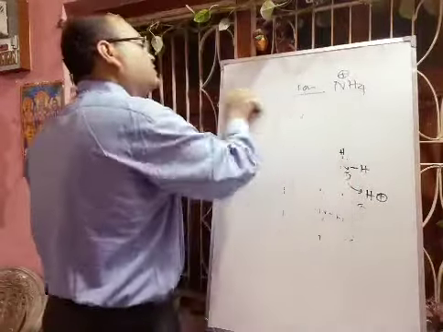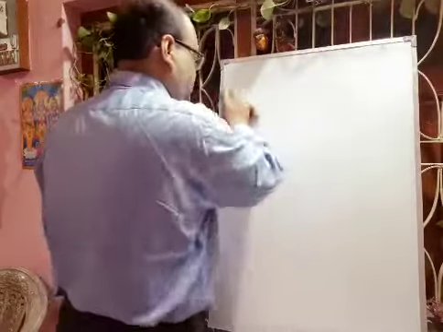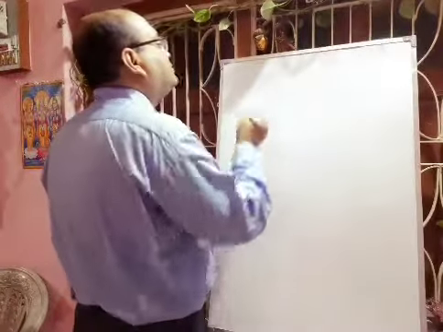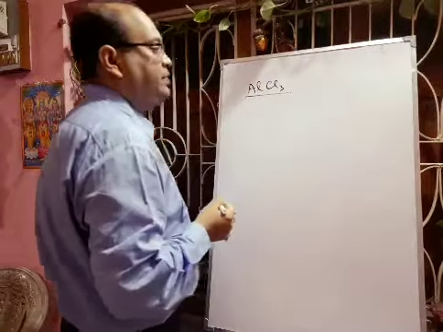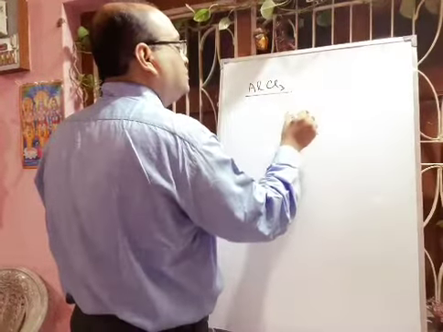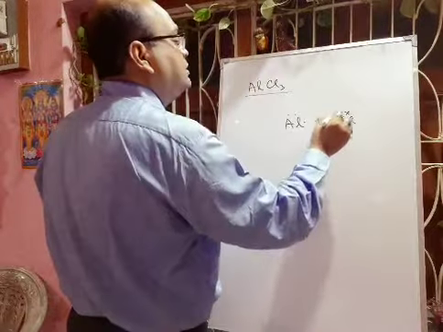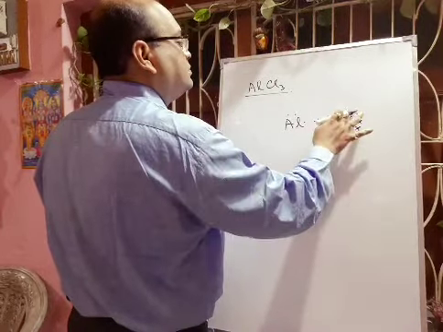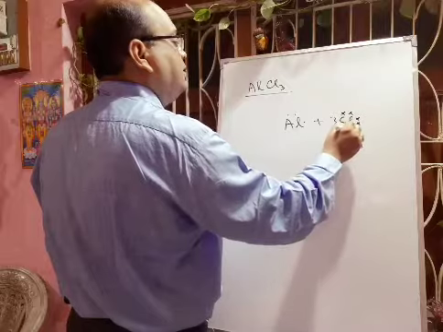Next we will discuss some ionic compounds. Suppose it is given aluminium chloride. All of you know that aluminium has 3 electrons in its outermost shell, and 3 chlorines each have 7 electrons. One, two, three, four, five, six and one, seven.